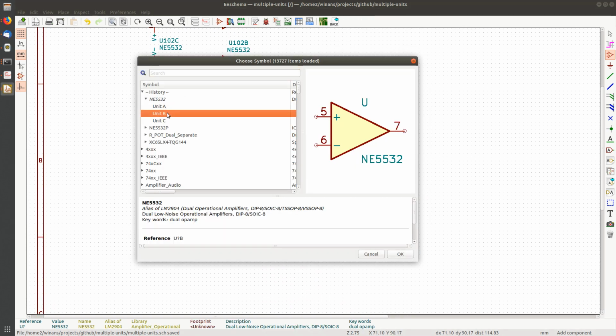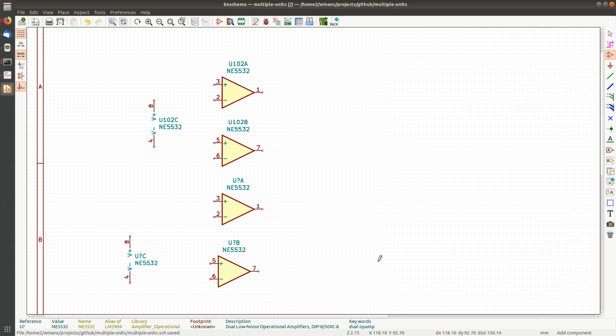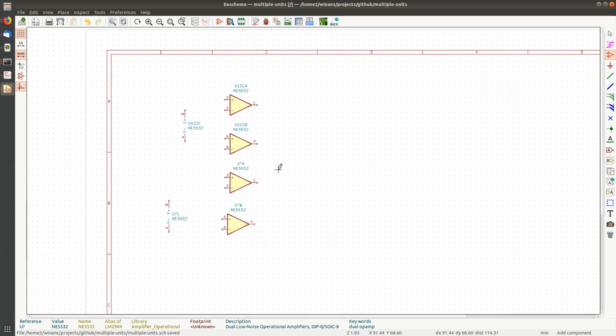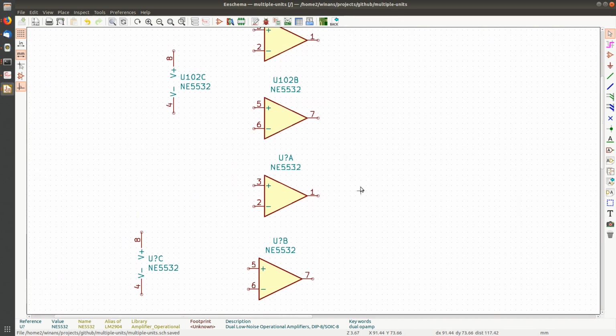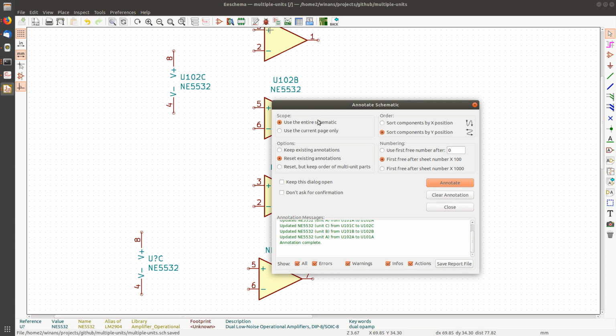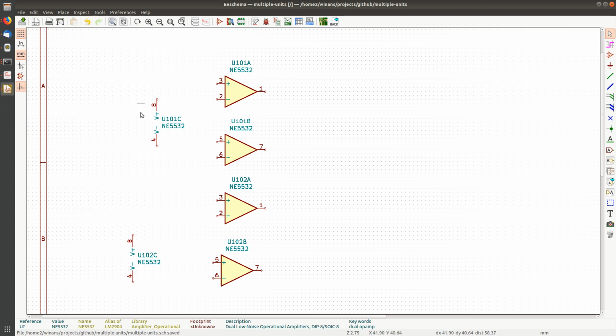Okay, here's a B, here's another C. Let's put just this many down here. So this is actually obviously two parts, two dual channel OpAmps. Okay, let's do a full reset and re-annotate. And as we would have expected, these become 101s, these become 102s.